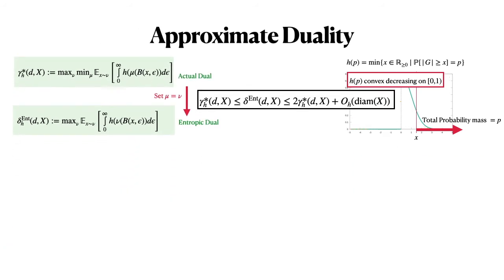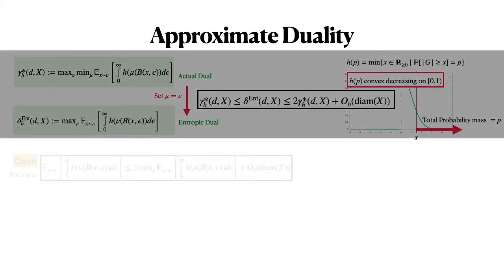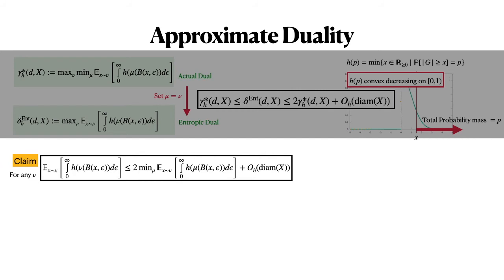Now let me say a few words about how to prove this very nice approximate duality statement, that setting mu to be nu there in the real dual does not cause too much error. In particular, we are going to show that for any outer measure nu, if we take mu to be nu, then the value can differ by a factor of at most 2. So the left hand side here exactly gives you the value of the entropic dual, and the right hand side gives you the value of the actual dual.